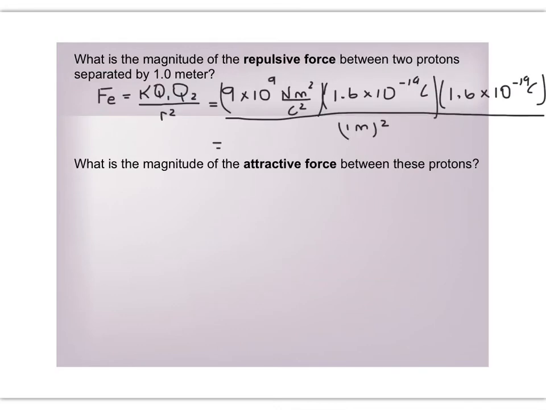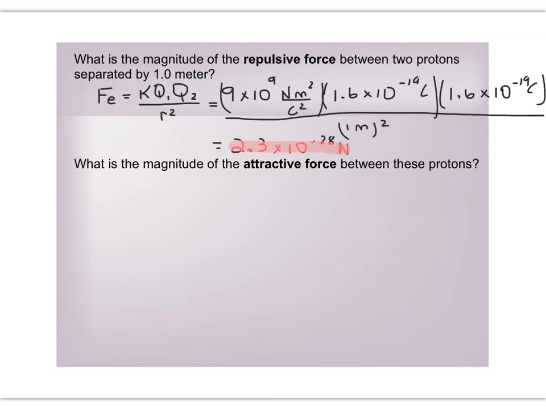So I've written down that the electric force is equal to kQ² over r², and k being 9 times 10 to the 9th newtons meters squared over Coulomb squared. Remember, the charge of a proton is the same as an electron, 1.6 times 10 to the negative 19 coulombs. And the other proton with the same charge, divided by 1 meter squared. And I get that the amount of electric force is 2.3 times 10 to the negative 28 newtons.